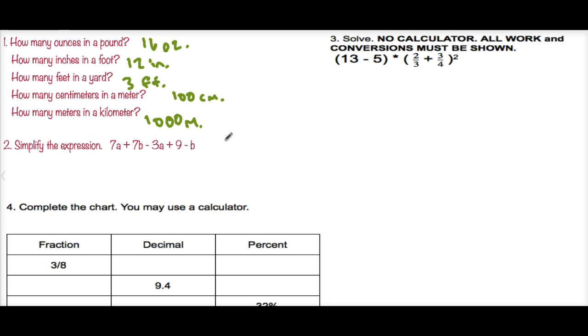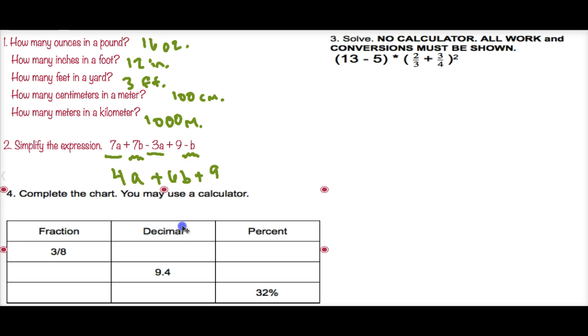The next 3 are review problems. So for this one we are simplifying the expression 7a plus 7b minus 3a plus 9 minus b. Our like terms are right here. So that's going to be 7a minus 3a will be 4a. And then 7b minus b will be 6b. And then plus 9, our constant, is still just going to be there.